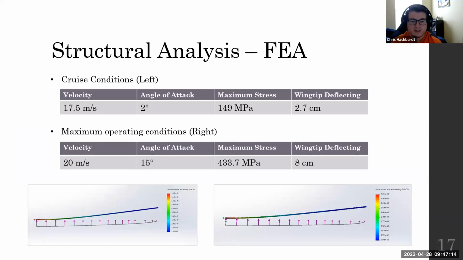After our hand calculations, we then confirmed our results with finite element analysis. So we did 2 analyses, one at typical cruise condition and one at the absolute maximum operating conditions. Under cruise conditions, we saw a max deflection of 2.7 centimeters at the wingtip, and under the maximum conditions, we saw a deflection of 8 centimeters, which are both more than acceptable.